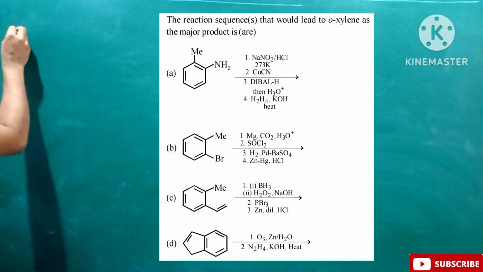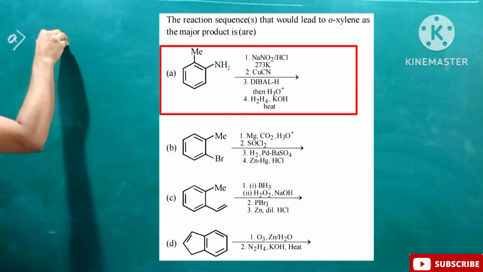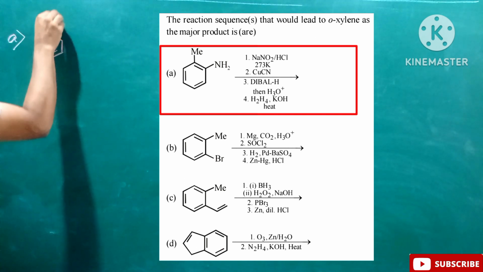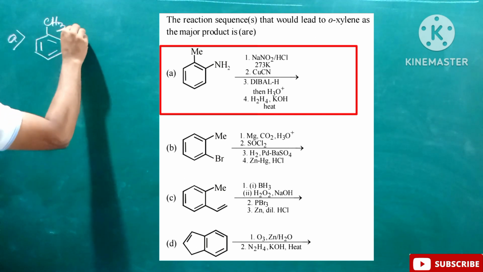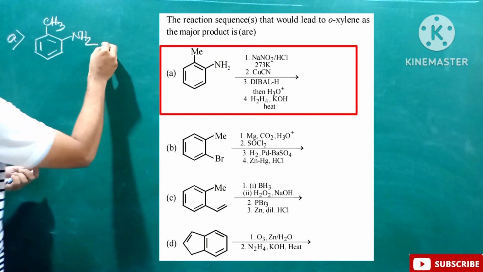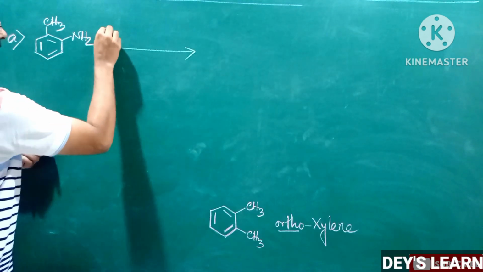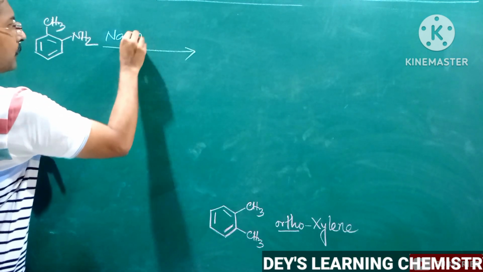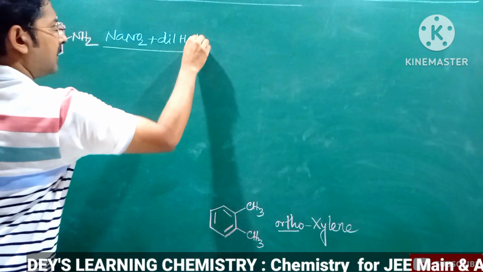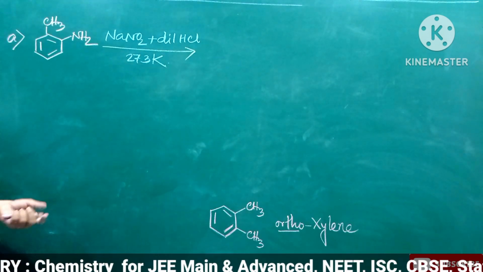In option A, this molecule has been given. The molecule is CH3 and NH2 at the ortho position, right? Now this molecule is treated with sodium nitrite, NaNO2, and dilute acid, right? At 273 Kelvin, that is 0 degrees centigrade.